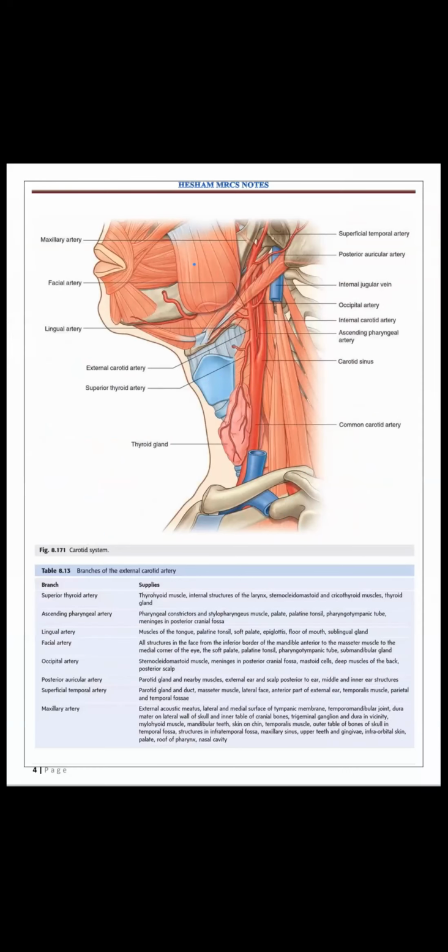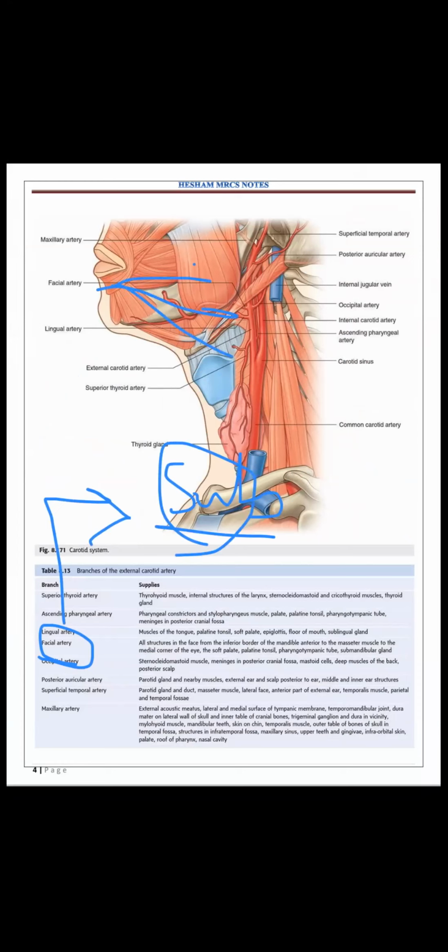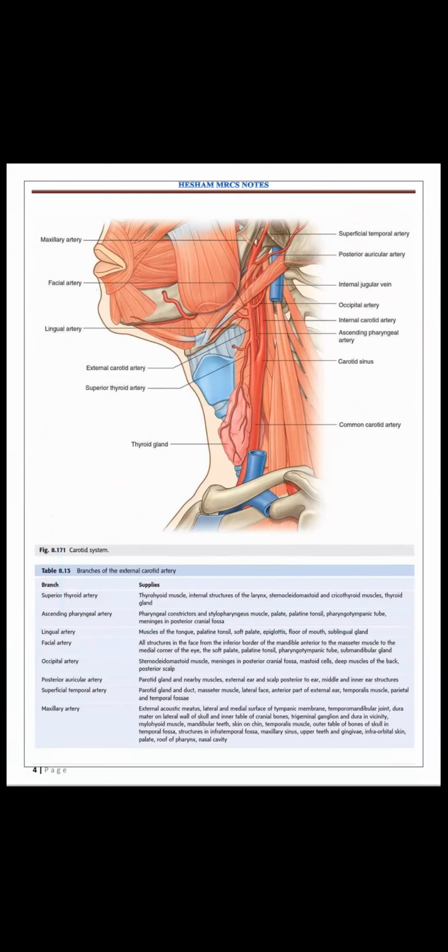Then you have the facial artery, which is related to the submandibular gland in the digastric triangle. I said you have 3 nerves, the facial artery and the facial vein. A common question asked about the facial artery: where do you feel pulsation of this facial artery? The answer is just anterior to the border of the masseter muscle. The masseter is a muscle of mastication. You can feel pulsation of the facial artery just anterior to the border of this masseter muscle.